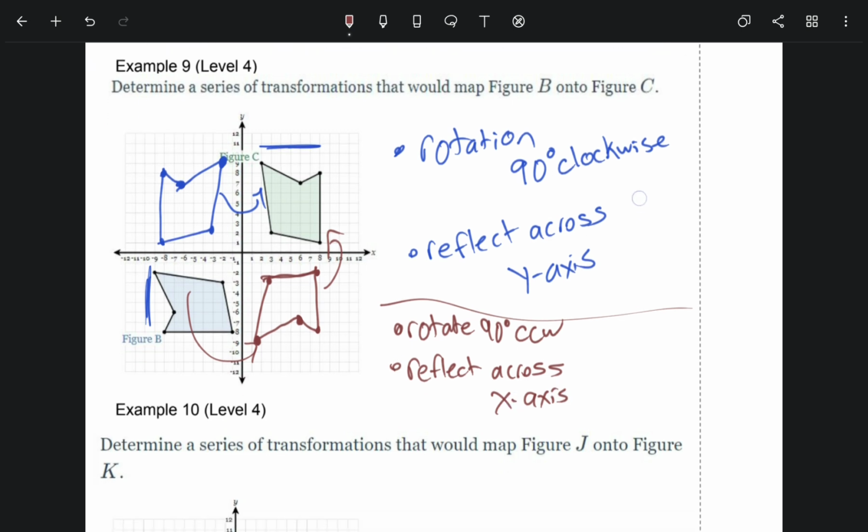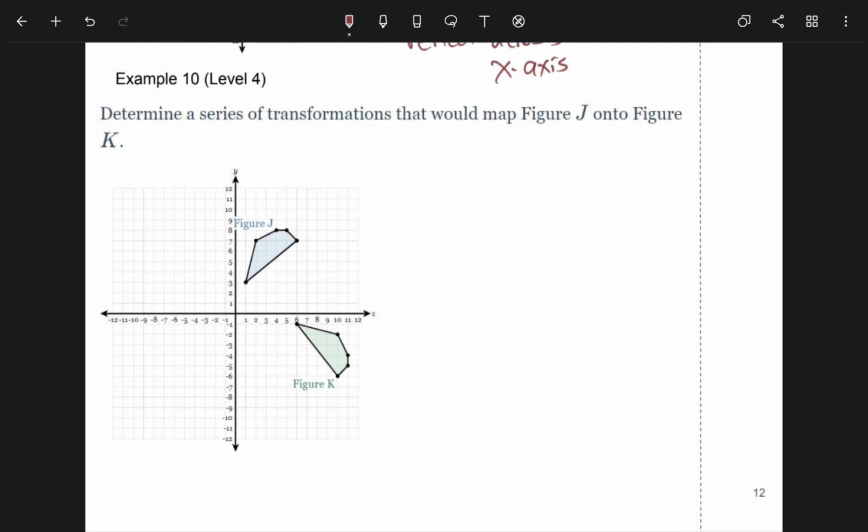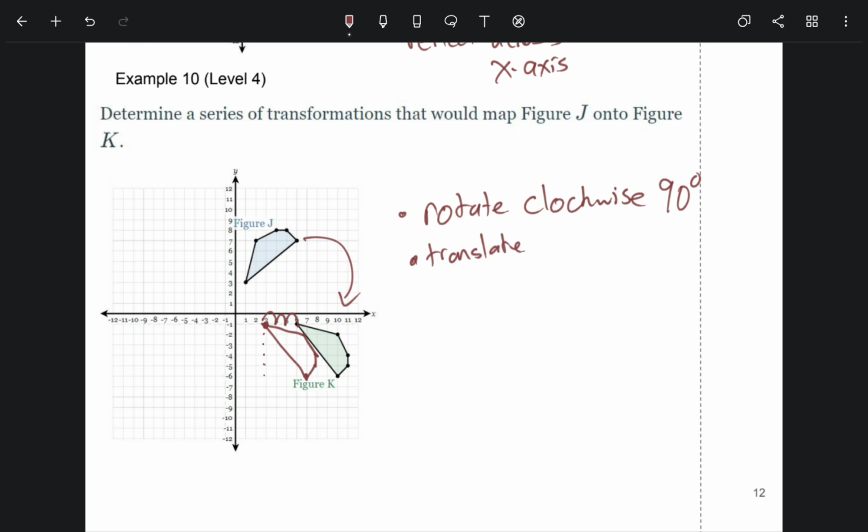Okay, let's do one more. We want to determine a series of transformations that map J onto figure K. So first I can see a rotation, clockwise I mean, -90 degrees. And it looks like this if we rotated 90 degrees clockwise. And then it looks like we're sliding 1, 2, 3 to the right. So translate 3 units right. And we are done now.